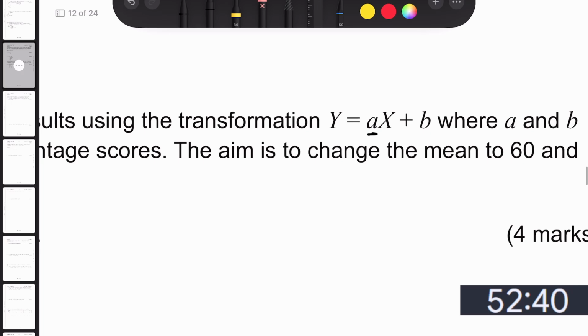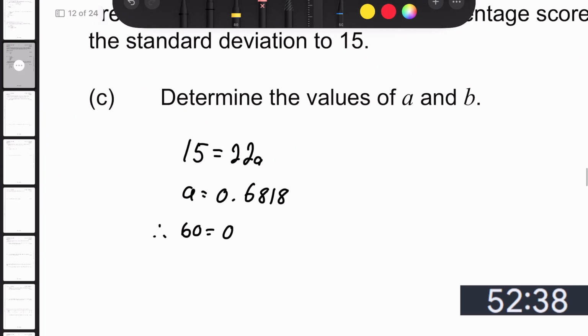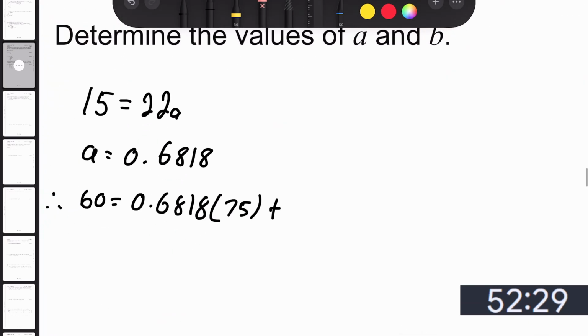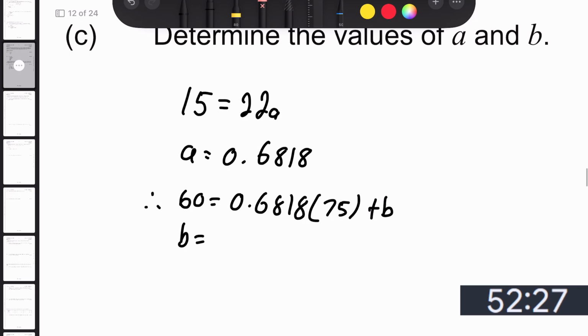And therefore, if I want to change the mean to 60, this will be affected by a and b. So this is going to be 0.6818 times the mean, which right now is 75, plus b. I'm going to put this in a solve on my calculator.